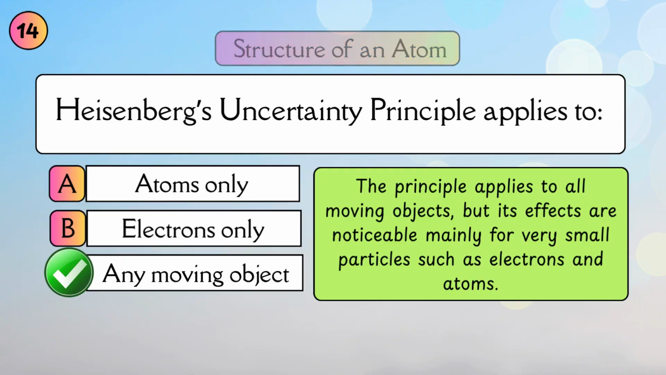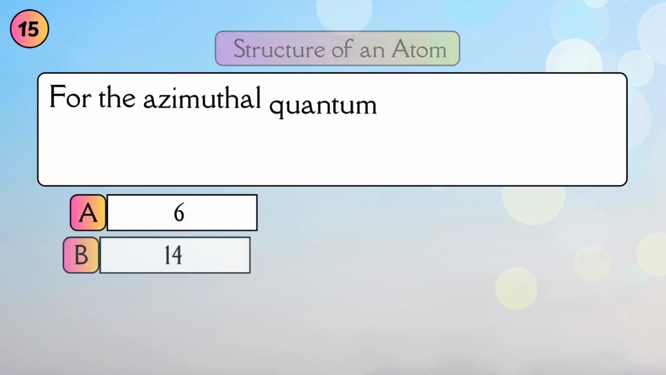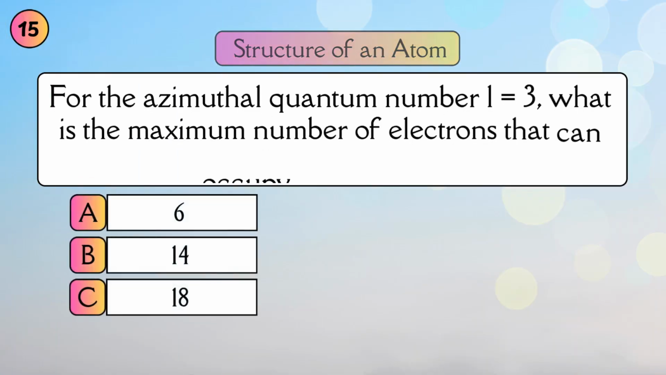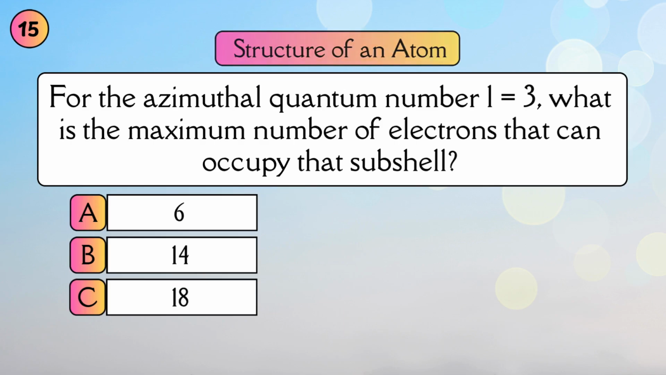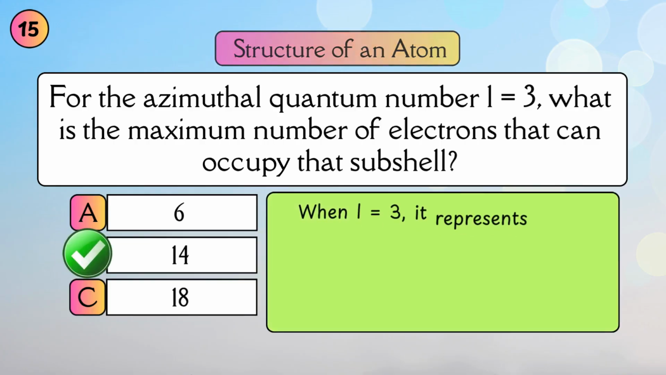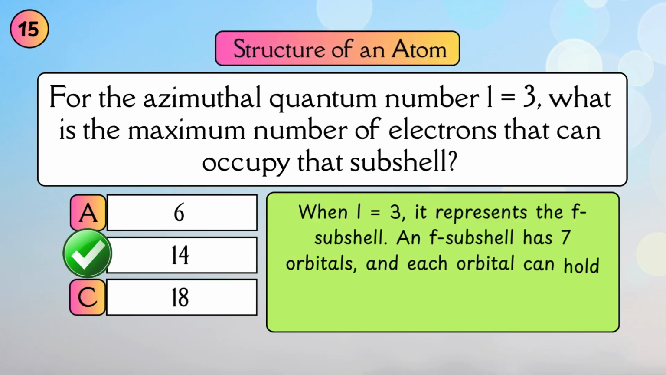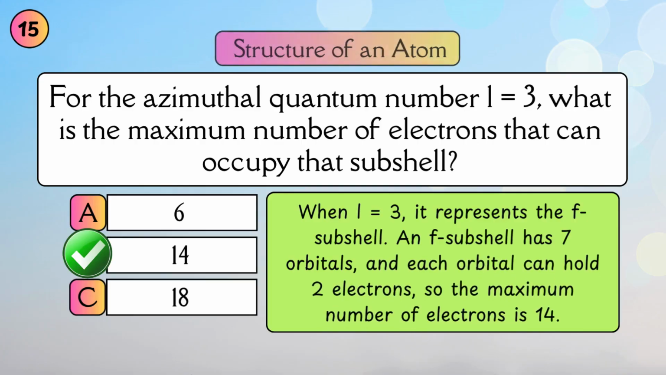For the azimuthal quantum number L equals 3, what is the maximum number of electrons that can occupy that subshell? The correct answer is 14. When L equals 3, it represents the f subshell. An f subshell has 7 orbitals, and each orbital can hold 2 electrons, so the maximum number of electrons is 14.